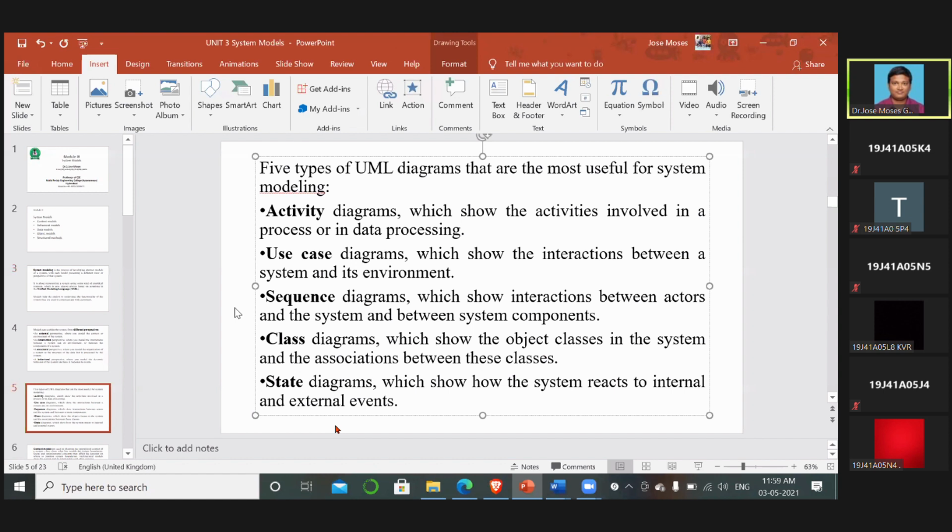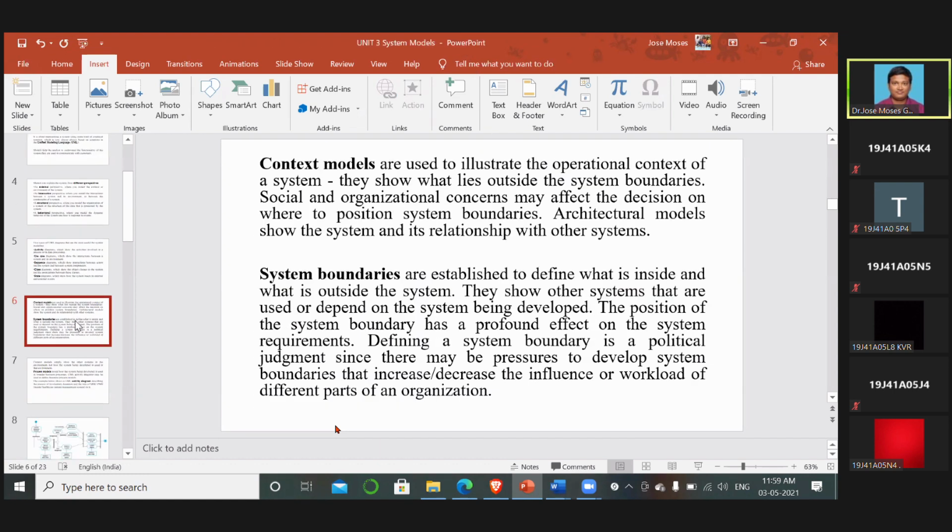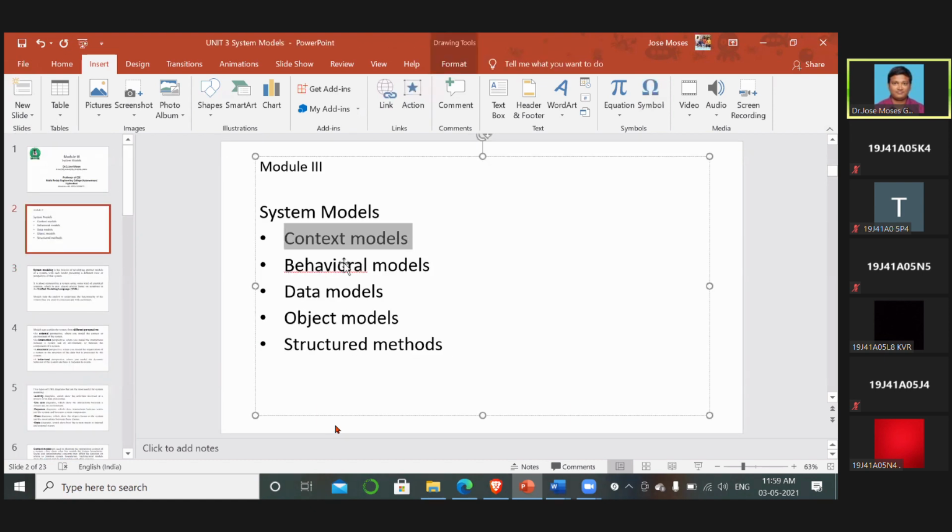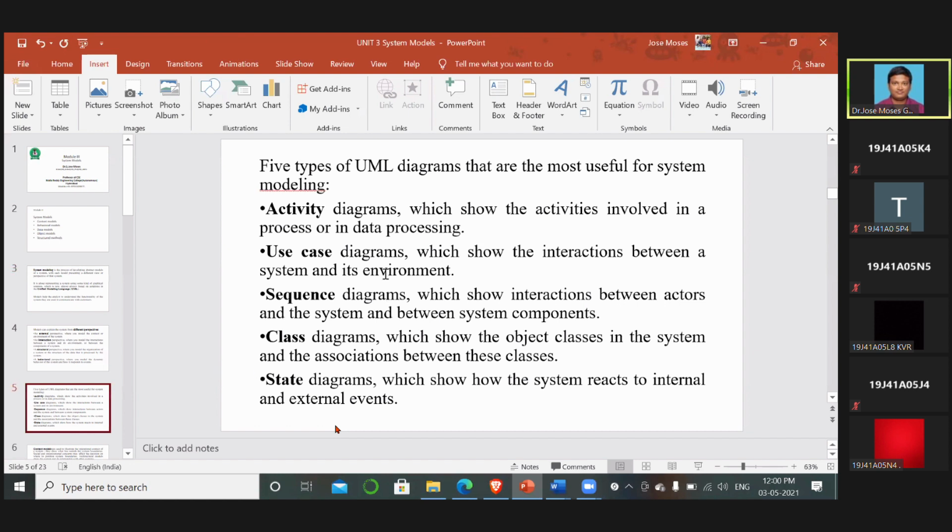I will tell you in detail later, but for this particular slide, remember that we will be using these five types of UML diagrams to model the system: activity, use case, sequence, class, and state diagrams. That is what you need to know about this. As far as your syllabus is concerned, we need to discuss context models, but I am going to explain the data models and structured models first, so that you can easily understand the remaining models. With this I am winding up my presentation until here.